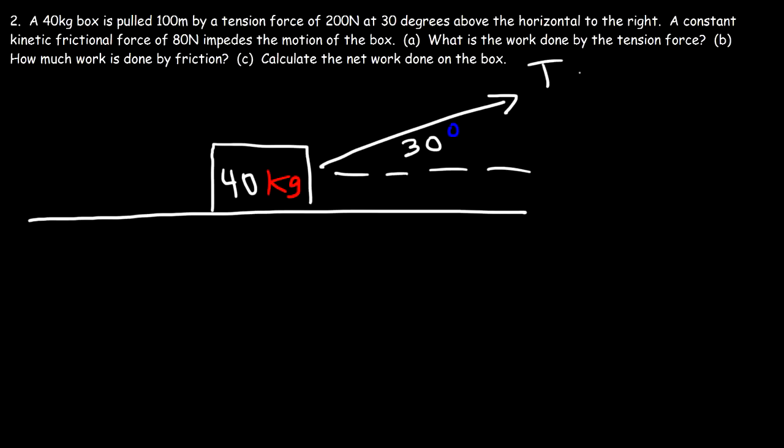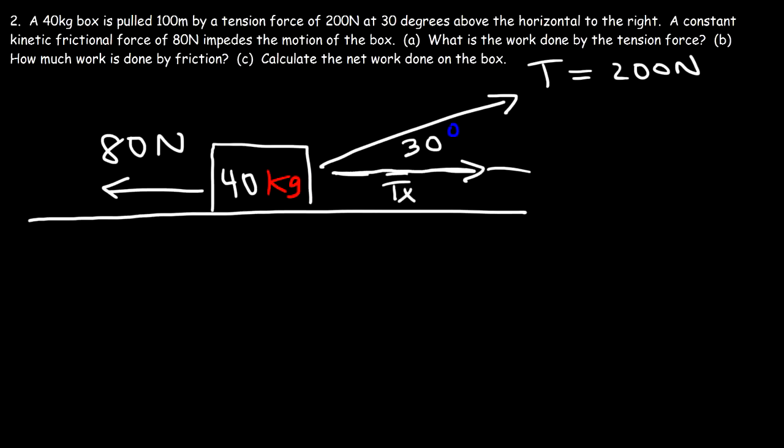Now this tension force is 200 newtons and is a constant frictional force that slows it down, and it's 80 newtons. What is the work done by the tension force? Now the tension force has an x component, which we can call Tx. And Tx is parallel to the displacement of the box. The box is moving to the right.